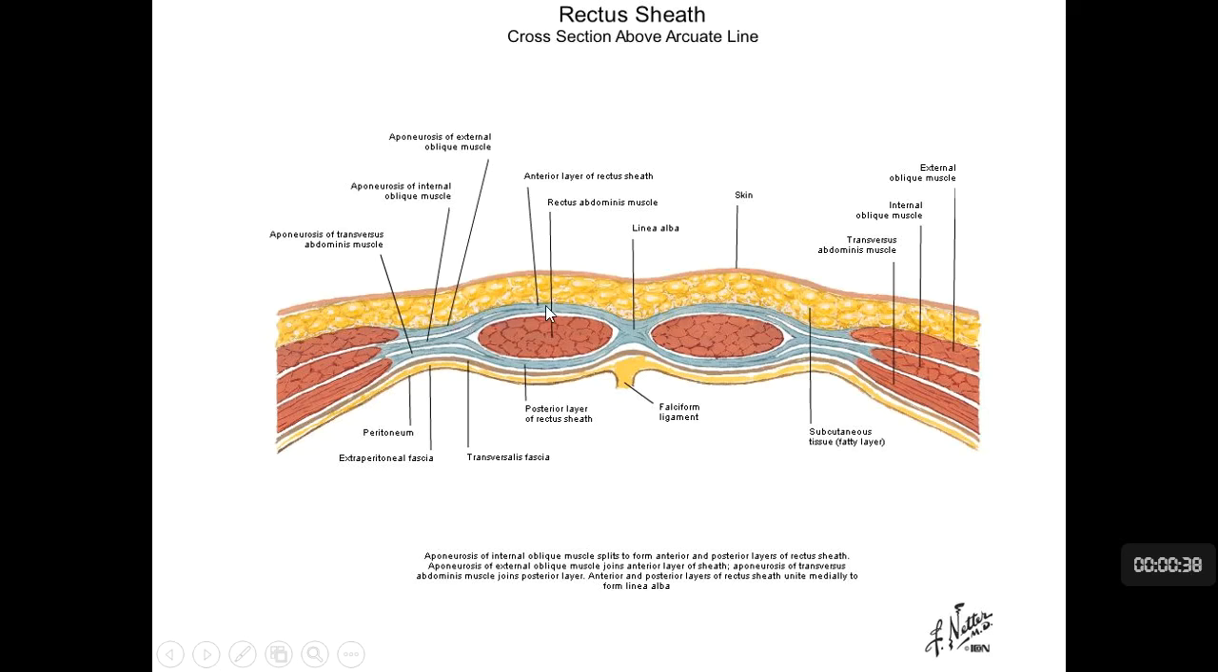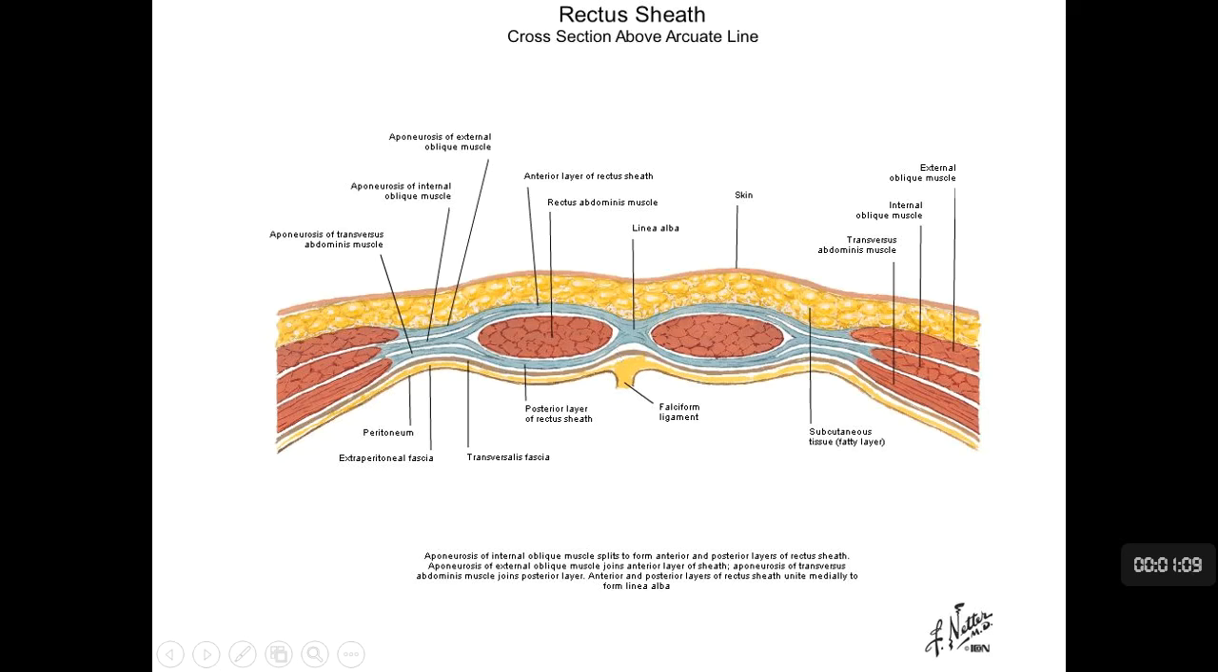It comes to the anterior of the rectus. This is the internal oblique, and this is the aponeurosis. The aponeurosis of the internal oblique, when it arrives at the rectus, divides into two layers. One layer comes to the anterior, another layer goes to the posterior. And this is the transverse abdominis muscle, and this is the aponeurosis going to the posterior of the rectus.